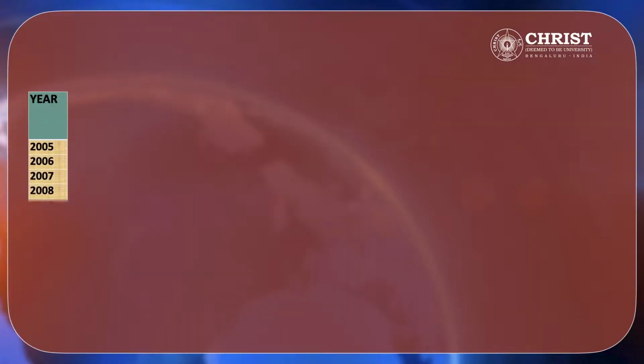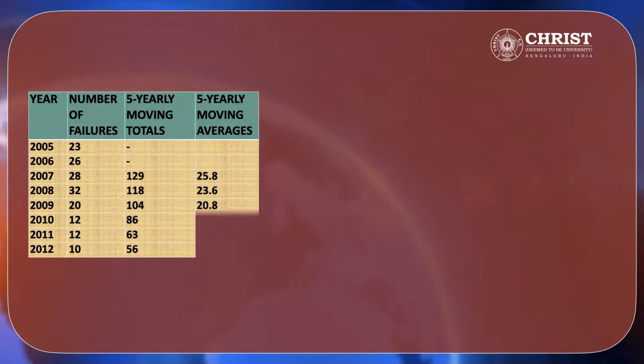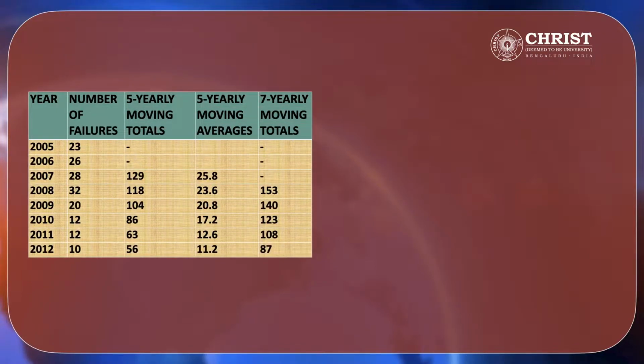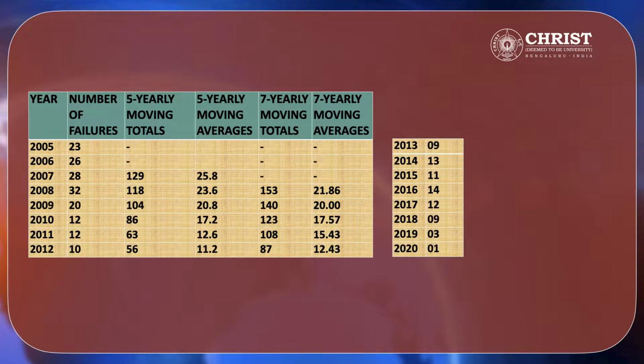Now we have to do the computation. The first column is year. The second is number of failures. This is what is given in the question. First we are going to do the 5-year moving total. How will you do that? For 5 years, the third year is the middle year.